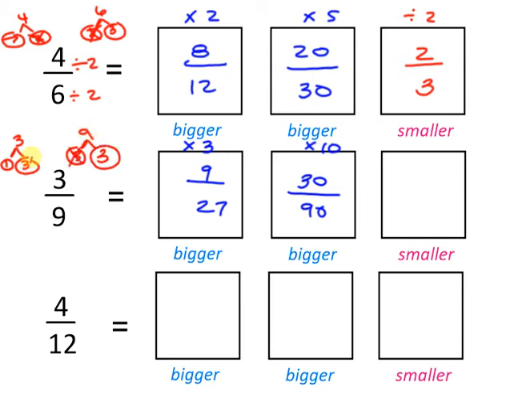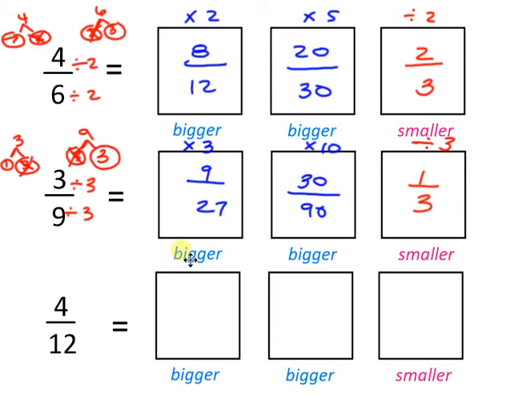And it looks like my GCF is 3. So instead of multiplying, this time I'm going to divide by 3. So 3 divided by 3 is 1, 9 divided by 3 is 3, and that is the equivalent fraction.